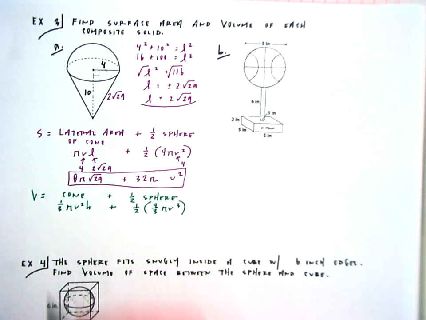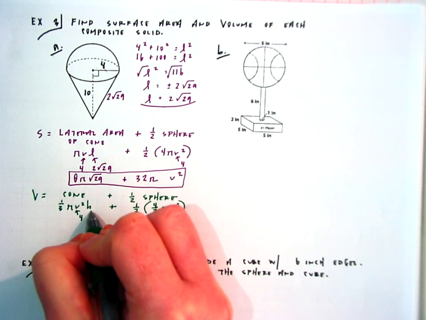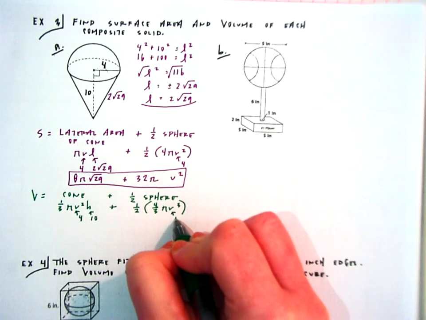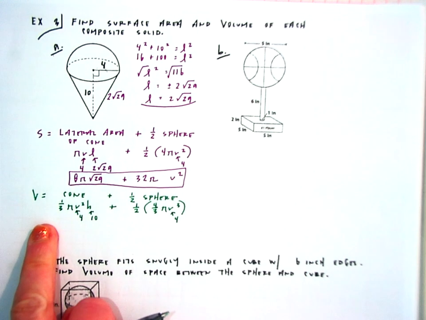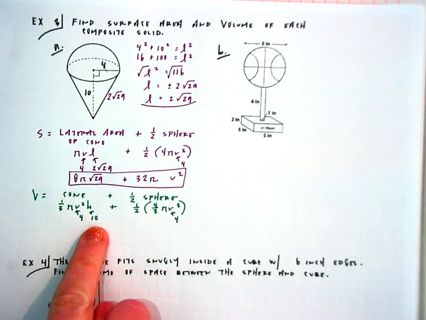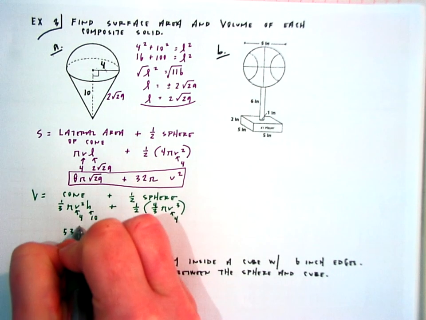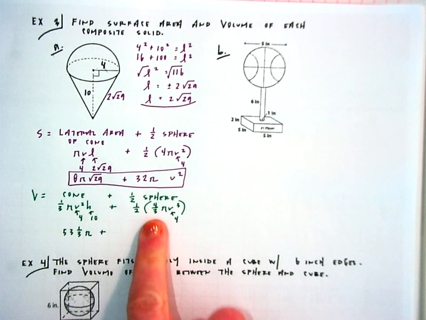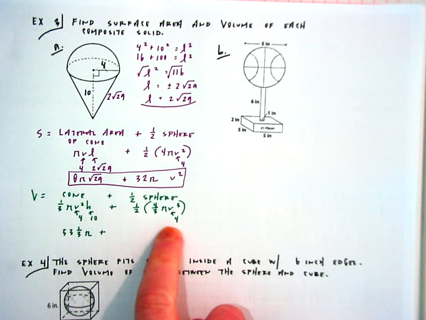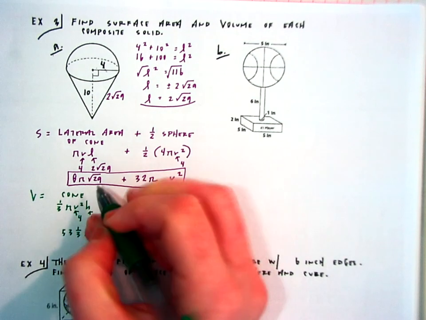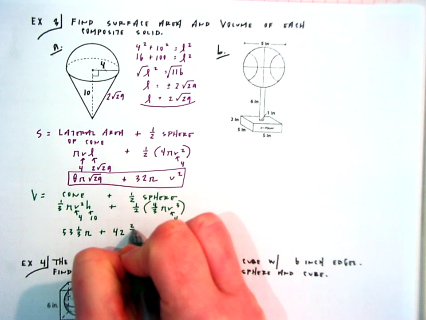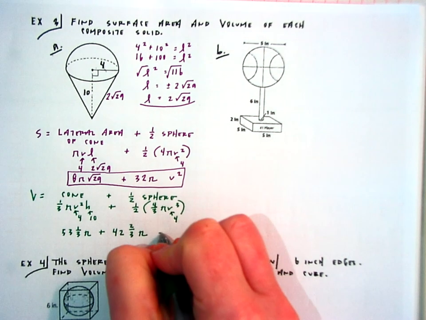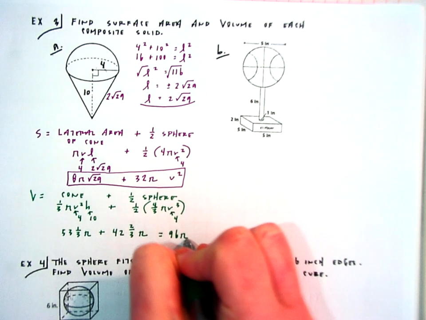Okay, so my radius is 4. The height of my cone is 10. The radius of my sphere is 4. So when I multiply this out, 1/3 times 16 times 10, I get 53 1/3 pi. Here I'm taking 4/3 of 64 and then multiplying that by 1/2. So I get 42 2/3 pi. Okay, these are like terms. I can combine them and get 96 pi units cubed.